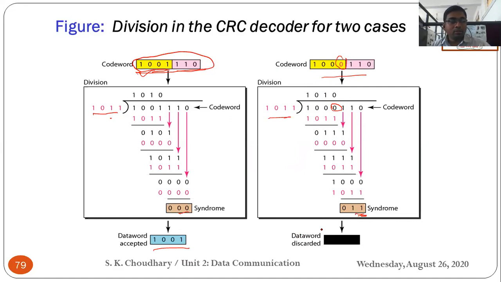That means there is some error. If the syndrome is non-zero, there is some error, and if there is an error, we discard this message. You can see here we have discarded this message. The process of transmission and receiving is repeated. So this is the way we perform CRC coding and decoding.